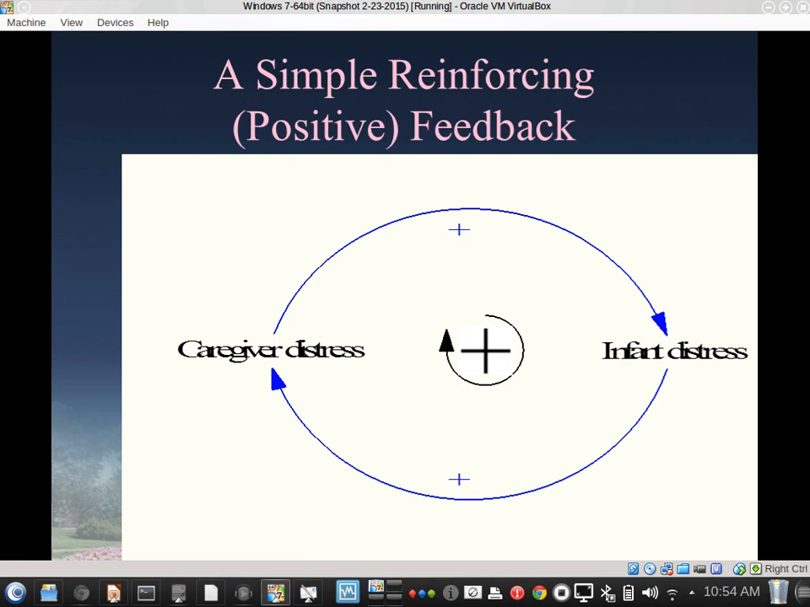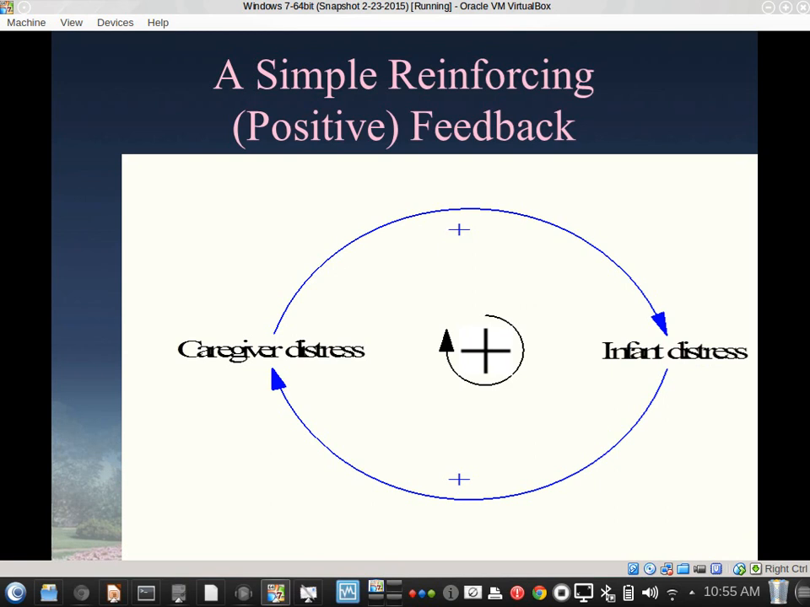This type of component is just going to be one piece of a bigger diagram. But this is depicting one influence on caregiver distress from infant distress. And there's a plus here, indicating that they move in the same direction. If infant distress rises, caregiver distress will rise. If infant distress lowers, caregiver distress will tend to lower.